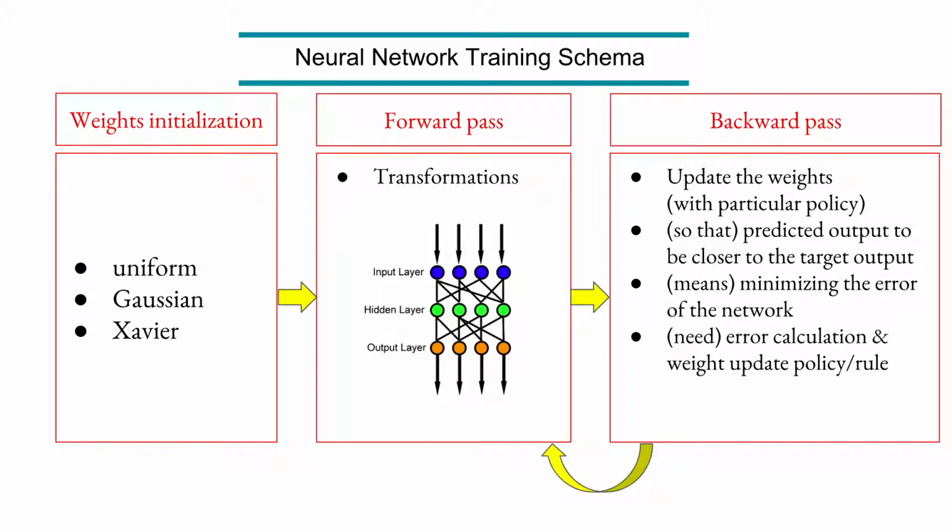In order to do this, we need to calculate the loss or error, and we need to decide what kind of rule or what kind of policy we are going to use in updating the weights. And after updating the weights, we do iterations, a cycle of backward, forward, backward, forward. And hopefully you are going to converge to local minima or global minima, hopefully.